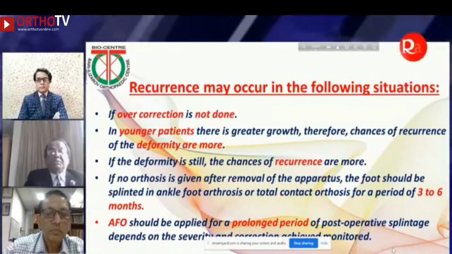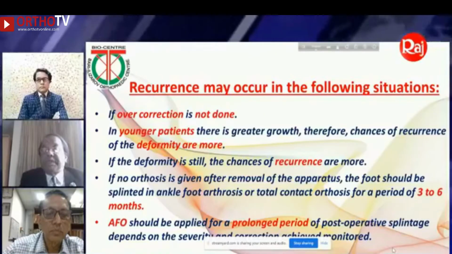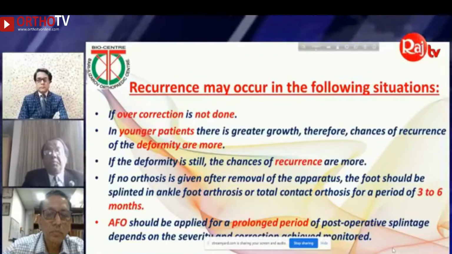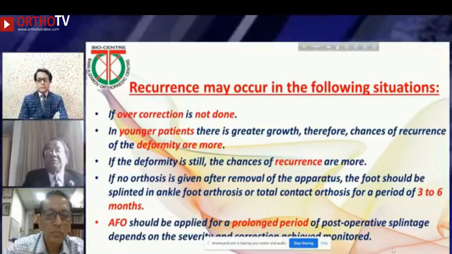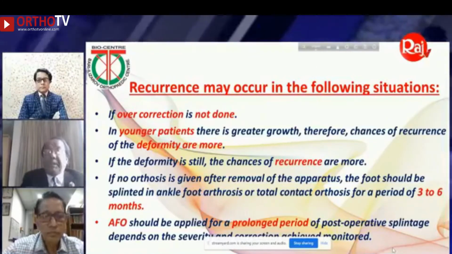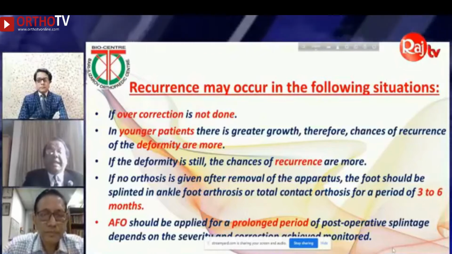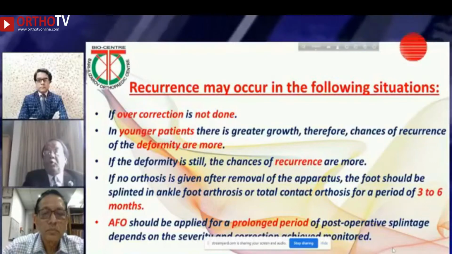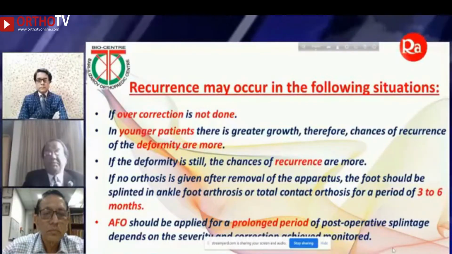In younger patients, there is greater growth, therefore chances of recurrence of the deformity are more. If the deformity is stiff, the chances of recurrence are more. If no orthosis is given after the removal of the apparatus, the foot should be splinted in an ankle foot orthosis, that is, we are calling the AFO, for a period of 3 to 6 months.